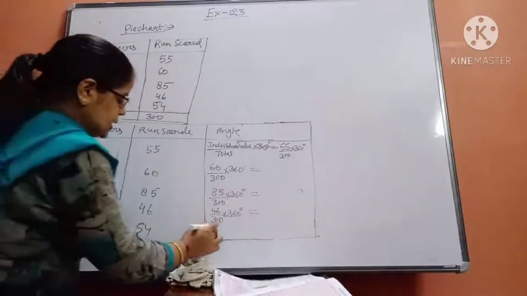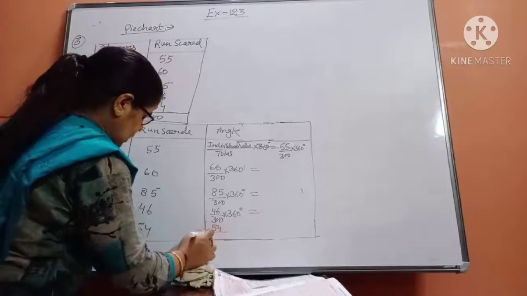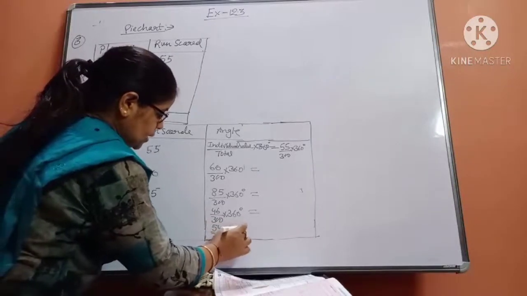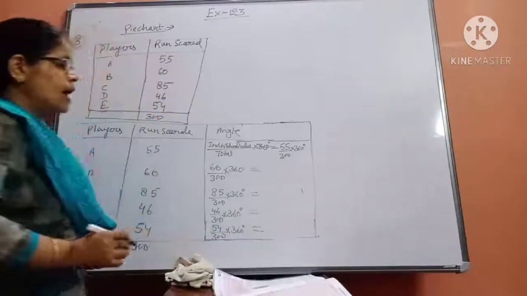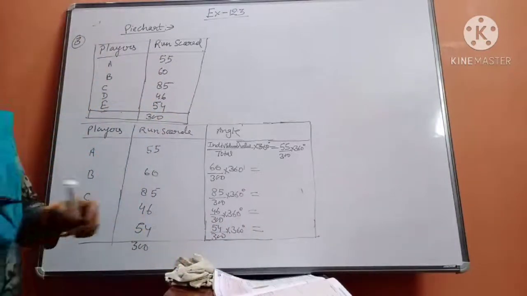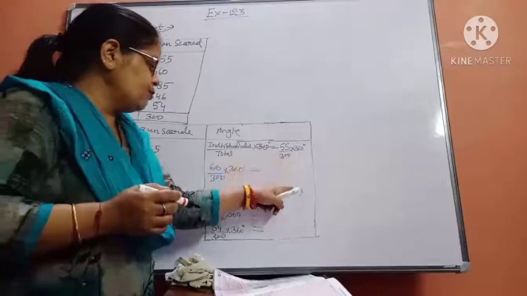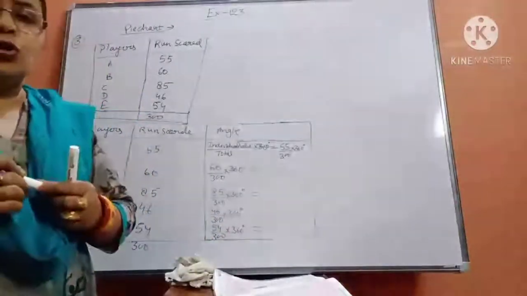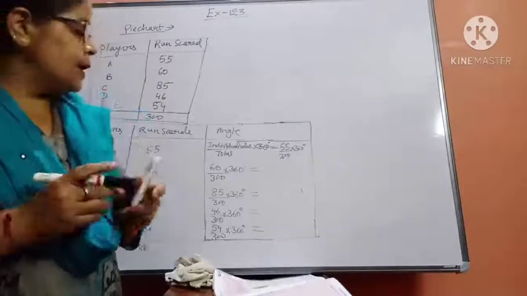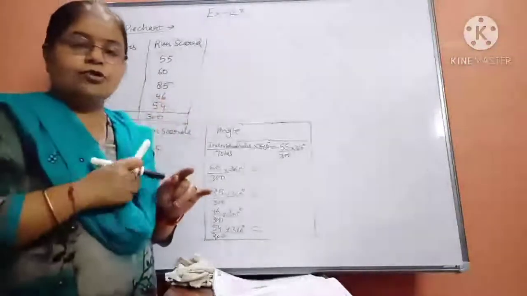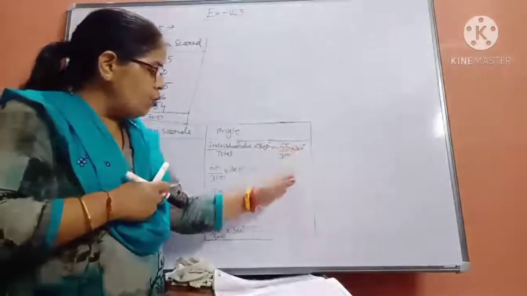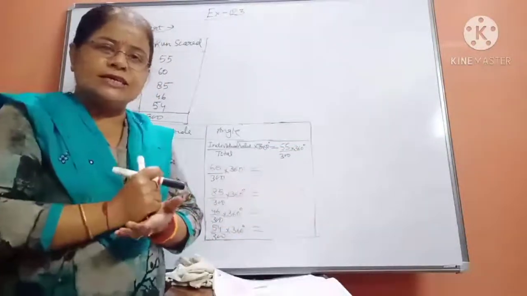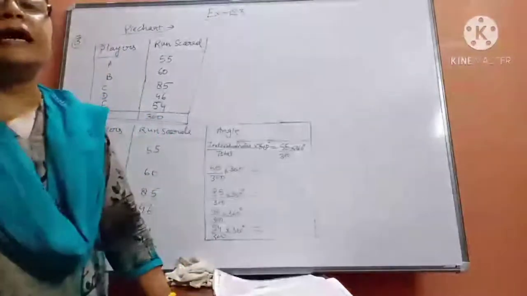And lastly, it will be 54 divided by 300 multiplied by 360. Now it's time to calculate the angles and find their values. Angles can come in decimal form also; don't be worried about that. But how will you check that your answer is correct? If you add all the values of the angles and it comes equal to 360, it means whatever you have done is correct.